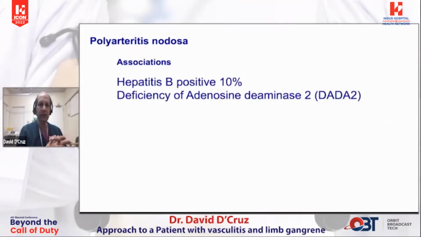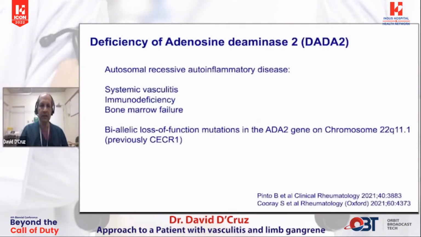So what are the associations of polyarteritis nodosa? Well, it's well known that PAN is associated with hepatitis B and less commonly other viruses such as HIV and Hep C, but 10% of PAN patients are Hep B positive. More recently, deficiency of adenosine deaminase 2, or DADA2, has been associated with PAN. So what is DADA2? Deficiency of adenosine deaminase 2 is an autosomal recessive autoinflammatory disease involving systemic vasculitis associated with immunodeficiency and bone marrow failure.